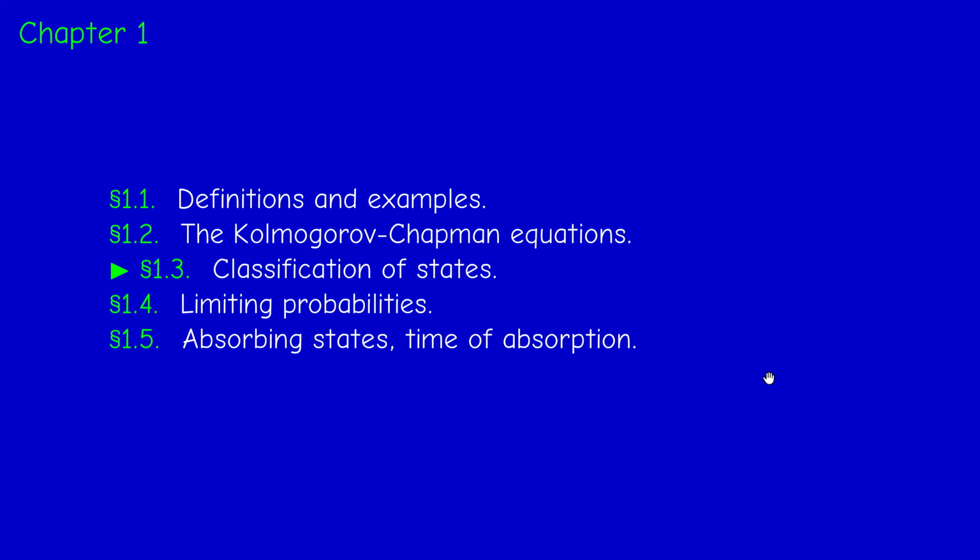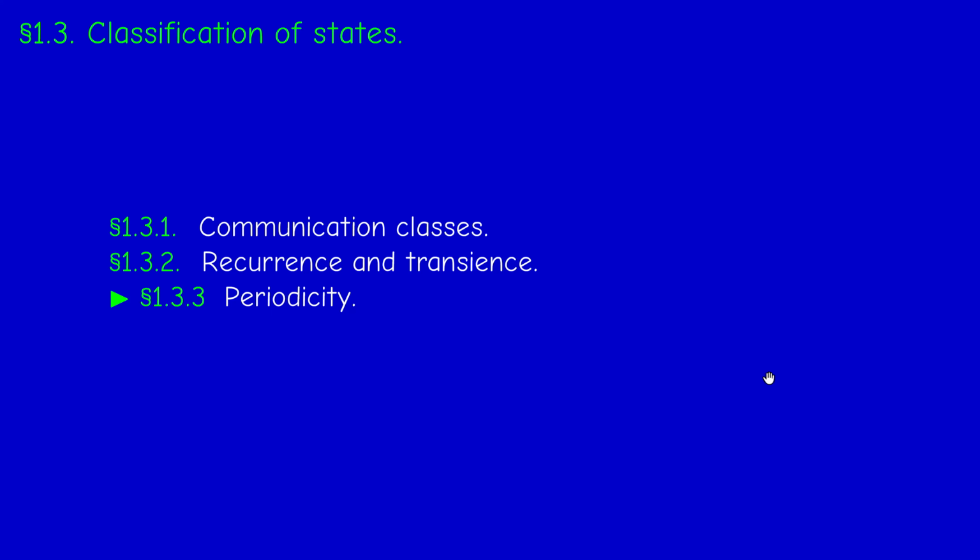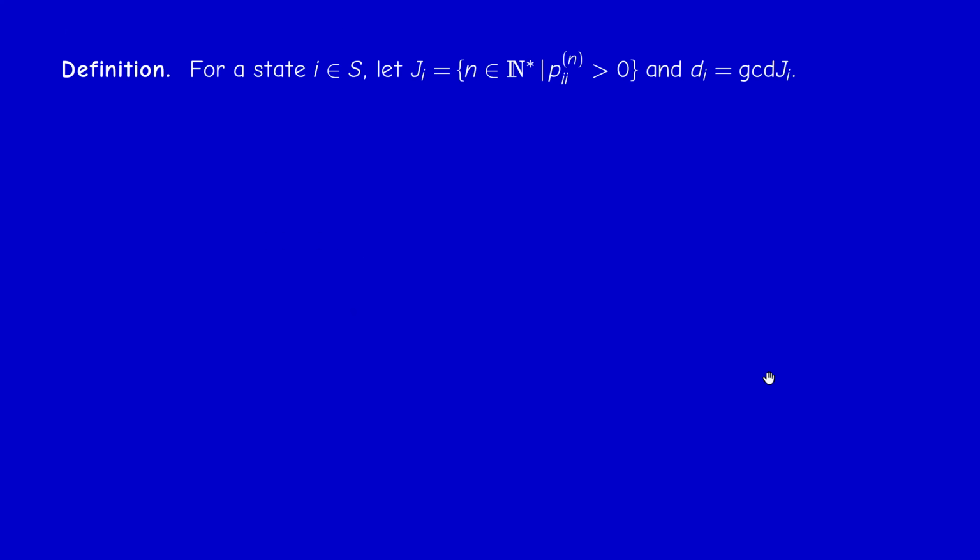In this video, we are going to finish section 1.3 by talking about periods of states in a Markov chain. So let S be the state space of a homogeneous Markov chain. And for every state i in S, consider the set of positive integers, starting from 1, such that p_ii^(n) is positive.